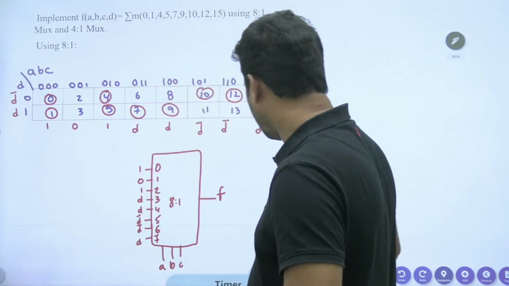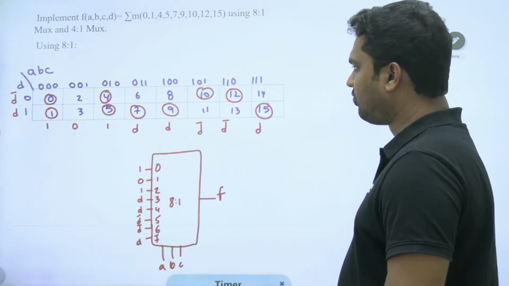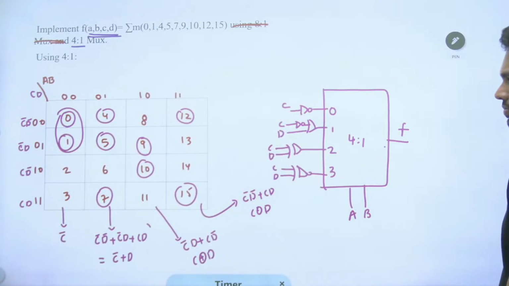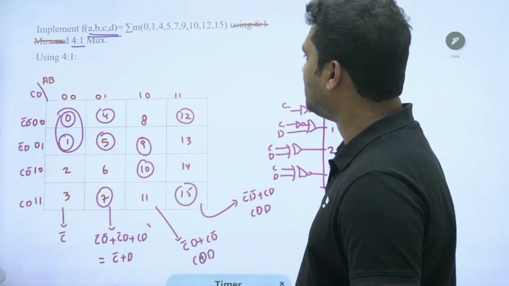Last lecture we have already discussed how to implement a 4 variable function using a 4 by 1 mux. This is already done using 4 by 1 mux. Okay, this is done in the last lecture itself. Last lecture, last problem I feel.